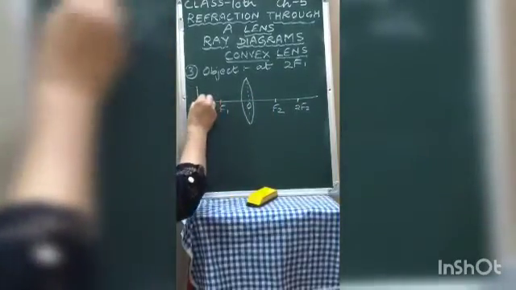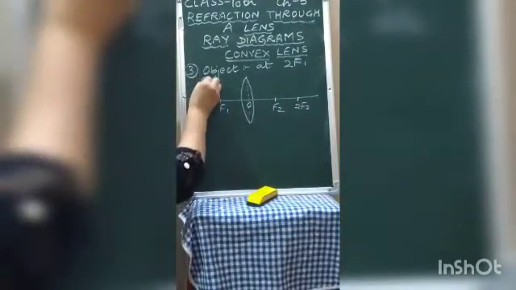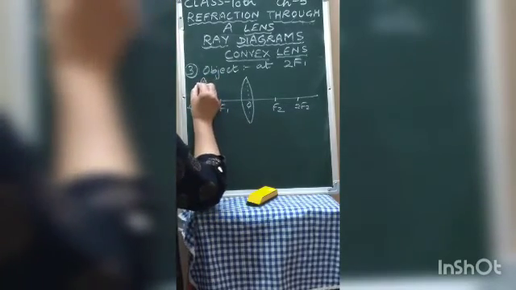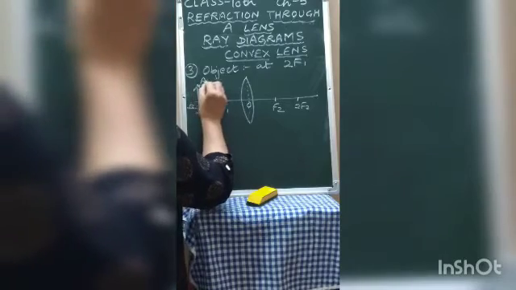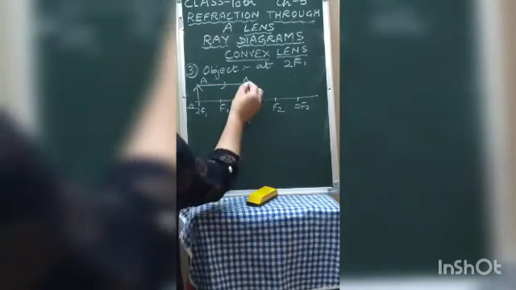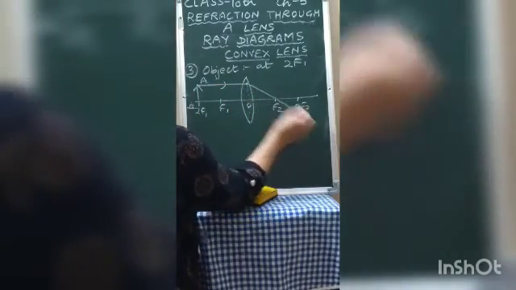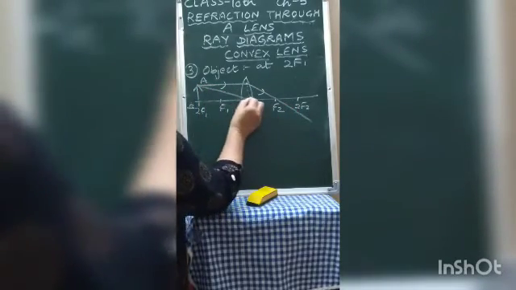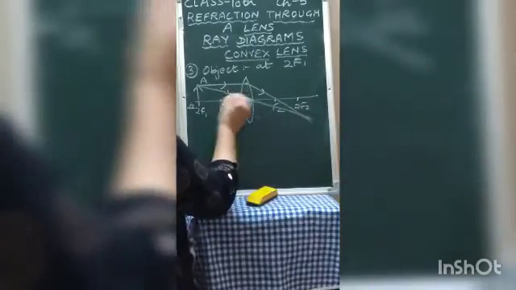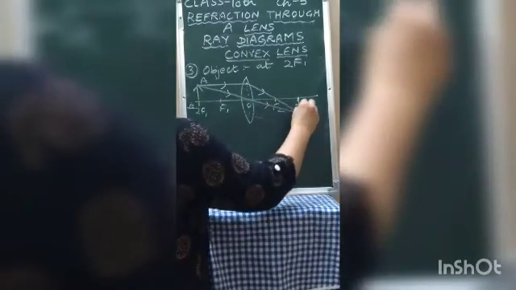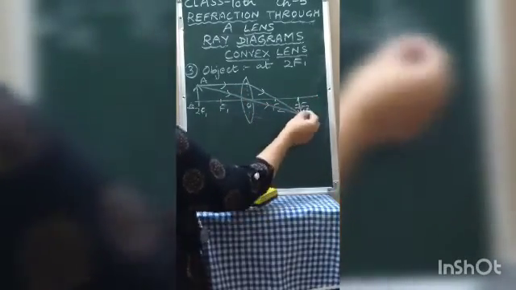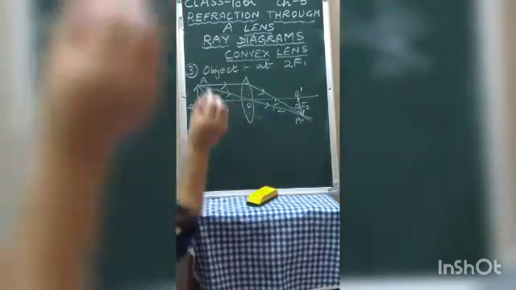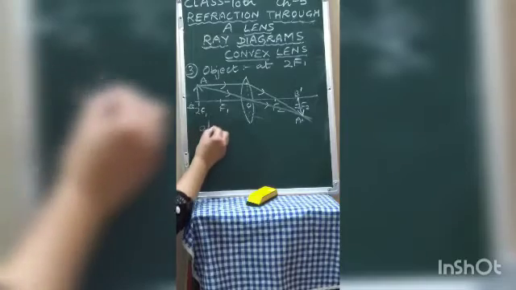Now object is at 2F1. This is the object AB. Similarly, same two rays. From the tip of the point the rays will come. The ray which is parallel to the principal axis always passes through the focus. And the other ray which is passing through the optic center goes undeviated. So these two rays are meeting here at 2F2. A dash B dash. So what is the nature of the image?